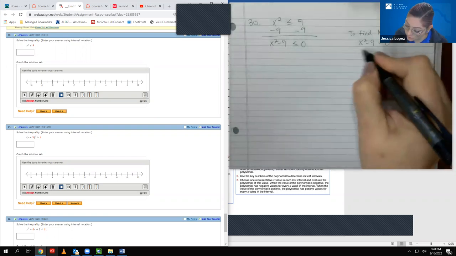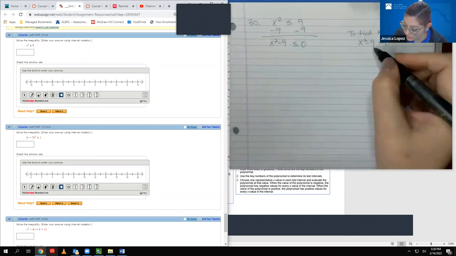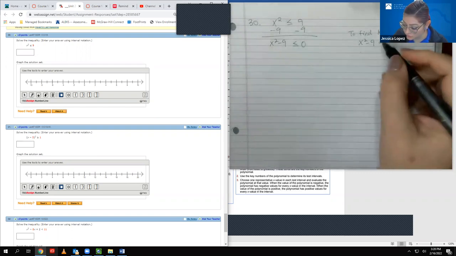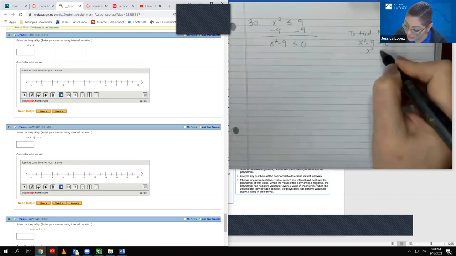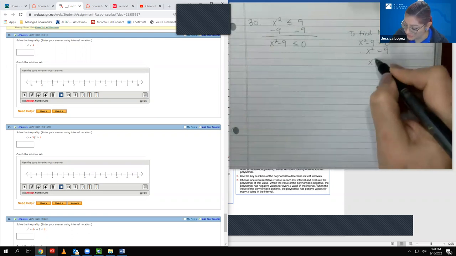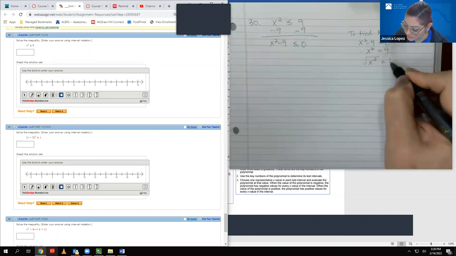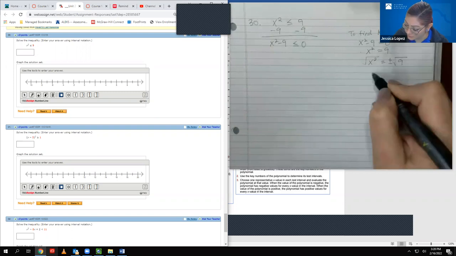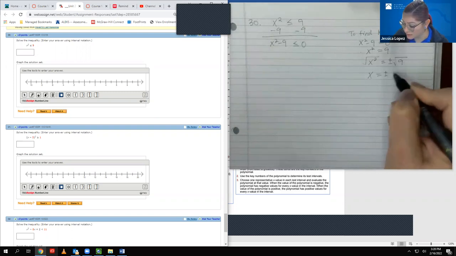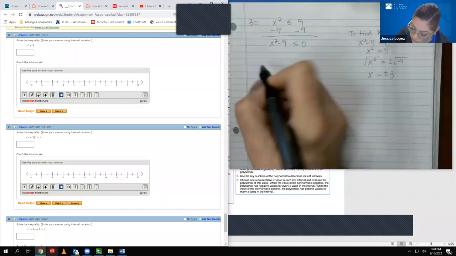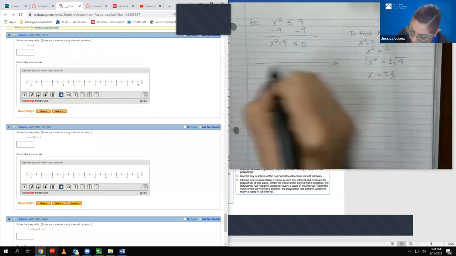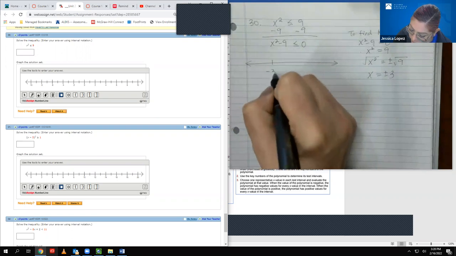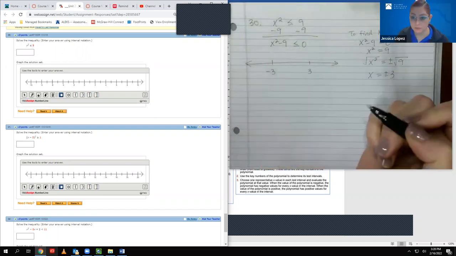But for here, in order for me to solve this, I could do it two ways. I could factor it, or I can do extracting roots. So if I add 9 to the other side, and then I take the square root of both sides, I'm going to get plus or minus over here. And then the square root of 9 is actually 3. So I get the two solutions, negative 3 and 3. So negative 3 would be on the left and 3 would be on the right.